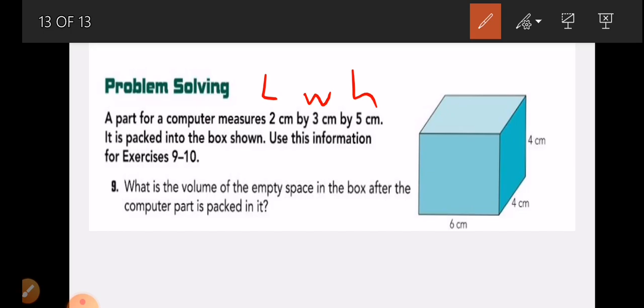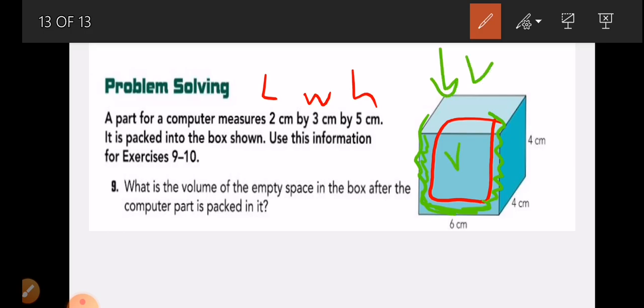What is the volume of the empty space in the box after the computer part is packed in it? It means inside this box I will put my computer part. Then between the computer and the box there is a space around it. I want to know the measure of this space. How can I get it? I have to get the volume of the box and the volume of my computer, and subtract them to find the space between them. Okay, let's do it.